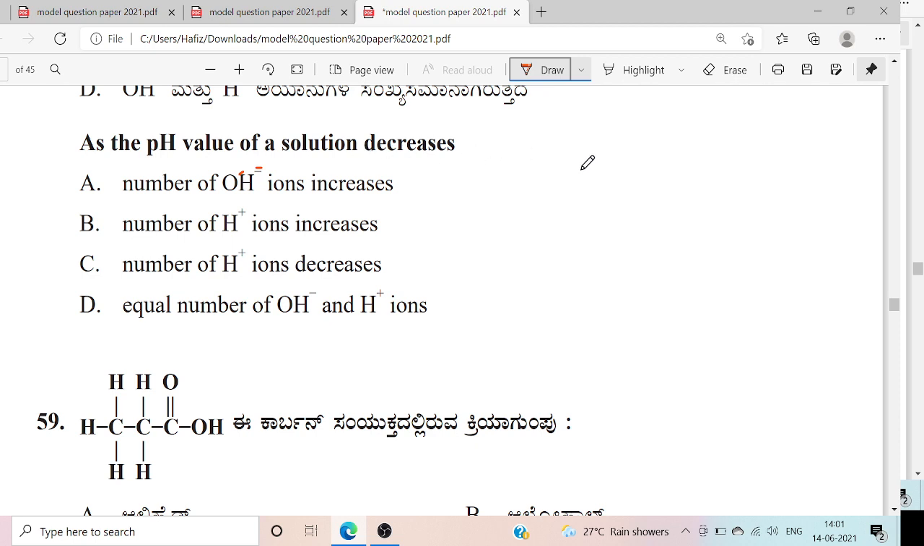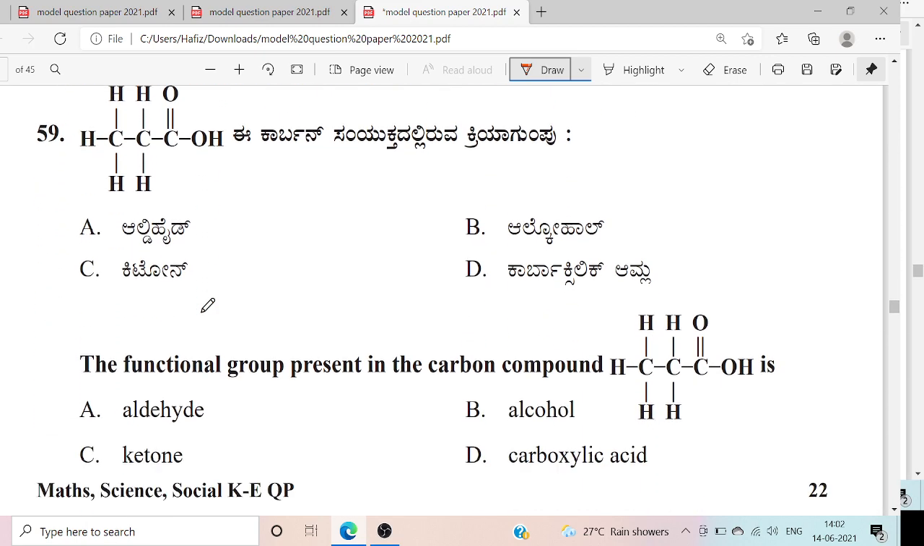Yes, so now see here a pH scale, which is known as a universal indicator. It is graduated from 0 to 14. And remember children, the lower the pH value, the more acidic it will be, and the higher the hydrogen ion concentration it contains. So see the question: as the pH value of a solution decreases, hydrogen ion concentration increases. Hydrogen ion concentration means the number of H plus ions increases, so option B is the right answer.